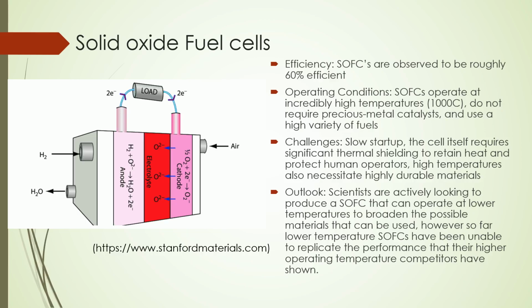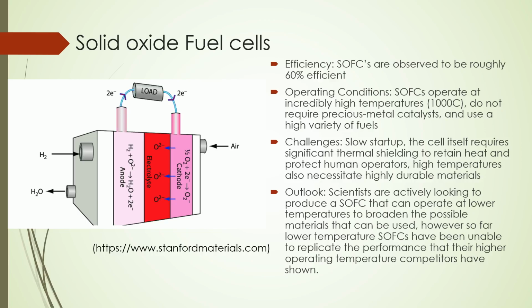Oxygen will then combine with the free electrons, creating oxide ions at the side of the cathode. These oxide ions will then travel through the ceramic electrolyte to the anode. And at the anode, these oxide ions will react with the hydrogen and the carbon monoxide, forming water and carbon dioxide respectively. These free electrons will then travel back to the cathode through an external circuit, which is how the fuel cell will produce electricity.